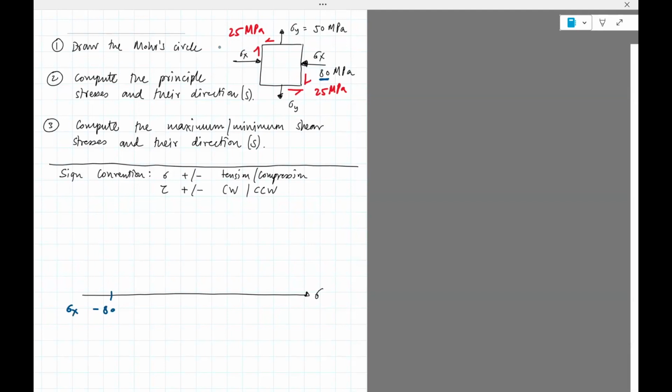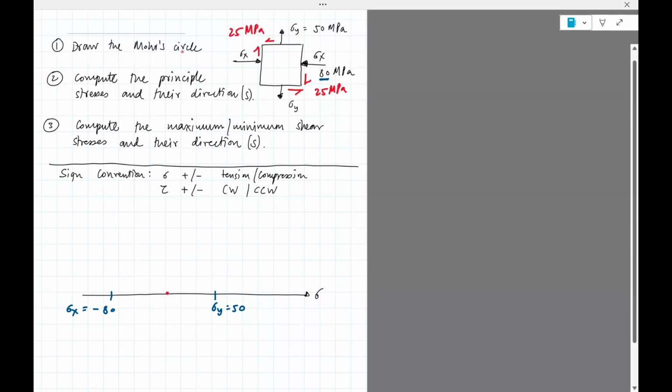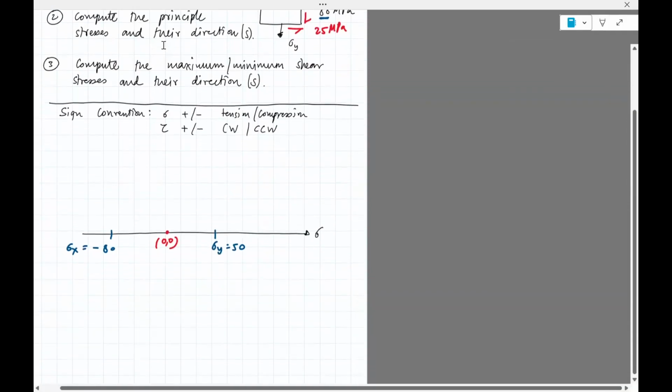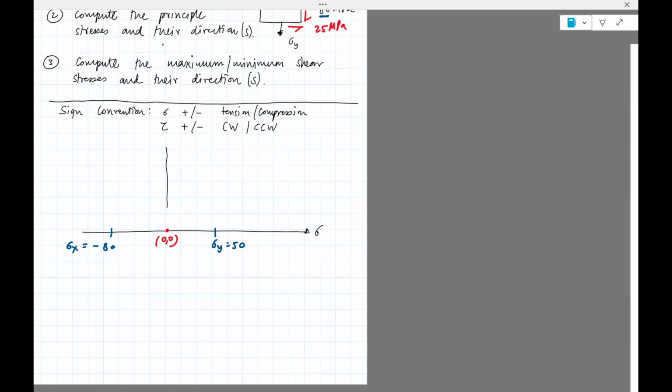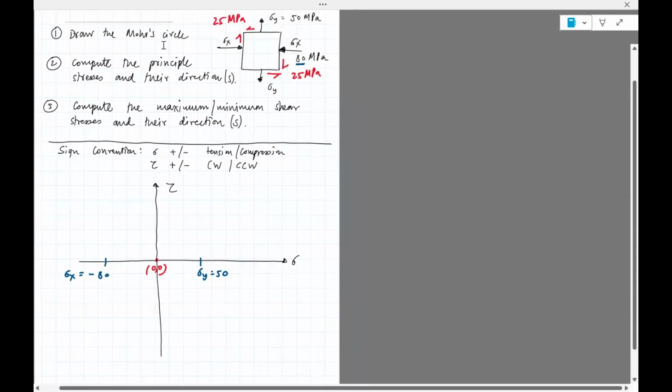This is sigma x. And then sigma y is 50 MPa. So again on the plot, it will be 50 on the right side of sigma x. Now somewhere here is the origin 0, 0. So that's where I'll draw the vertical line. That's my tau. Okay, now I've got that.